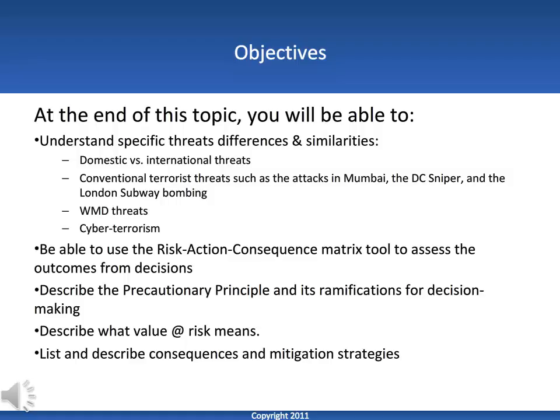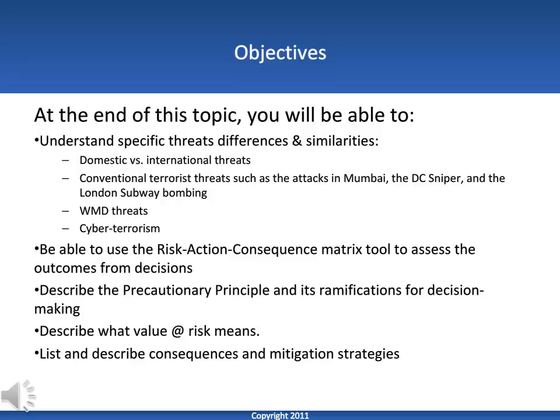In this assignment, we will explore some specific threats. We will compare domestic and international threats. We'll look at conventional terrorist threats, such as the attacks in Mumbai, the DC sniper, and the London subway bombing. Then we'll also spend a little bit of time talking about weapons of mass destruction and cyber terrorism.